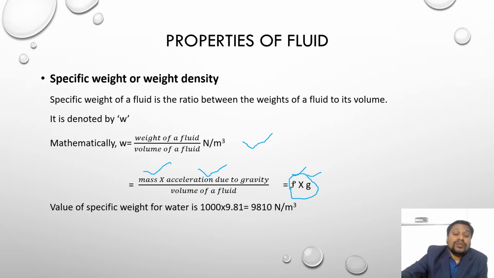The value of specific weight for water is 9810 Newton per meter cube, because rho for water is 1000 and g is 9.81, so 1000 into 9.81 equals 9810 Newton per meter cube. That is all about specific weight or weight density.